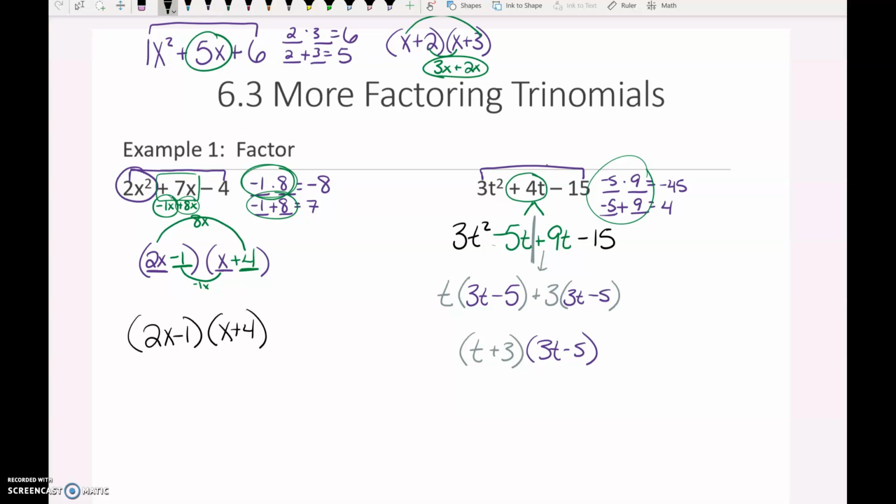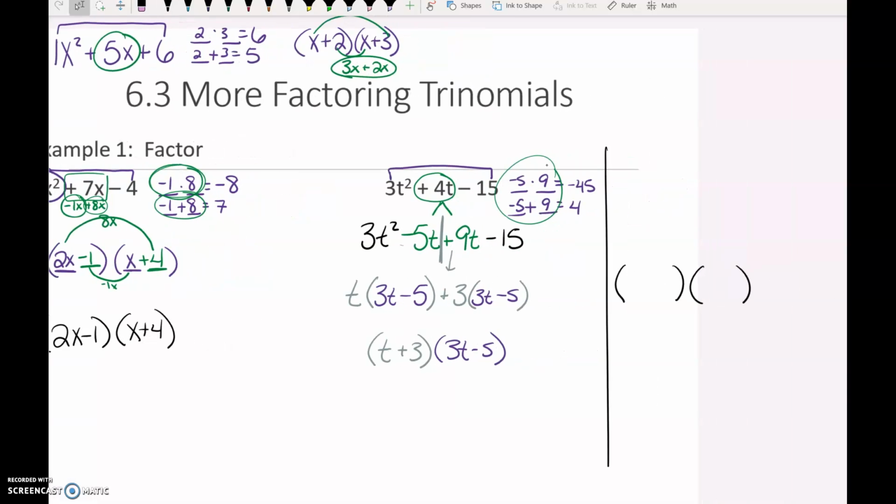Now, if I wanted to do this factor by grouping, I'm going to split this down here. I would just put my little skeleton here. I call that a skeleton. And I need to fill these blanks in. I know that this one and this one have to give me 3t squared. So that's going to be 3t and t.